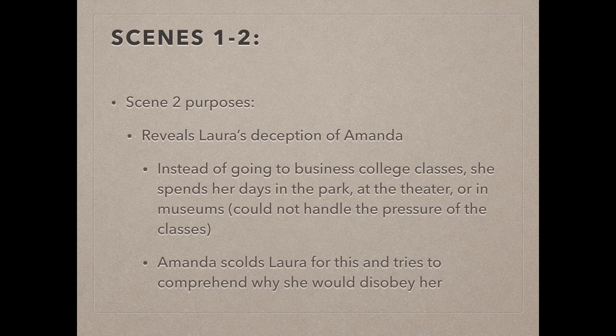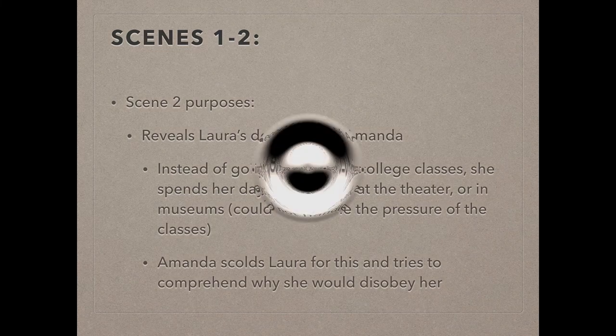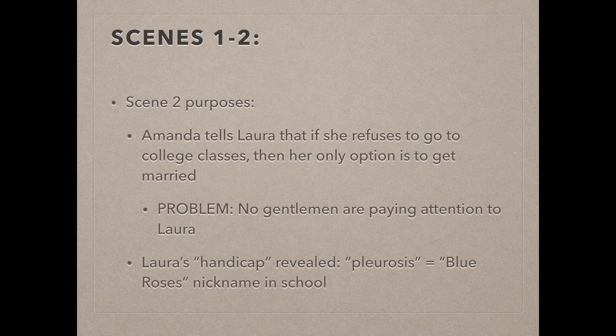Now, when she comes home, she is discovered one time. Amanda discovers that she's actually been disobeying her. And the problem was that when she went to school the first day, and we'll get to this in a second, she got so nervous that she physically got sick and threw up in the classroom and decided she would never go back.